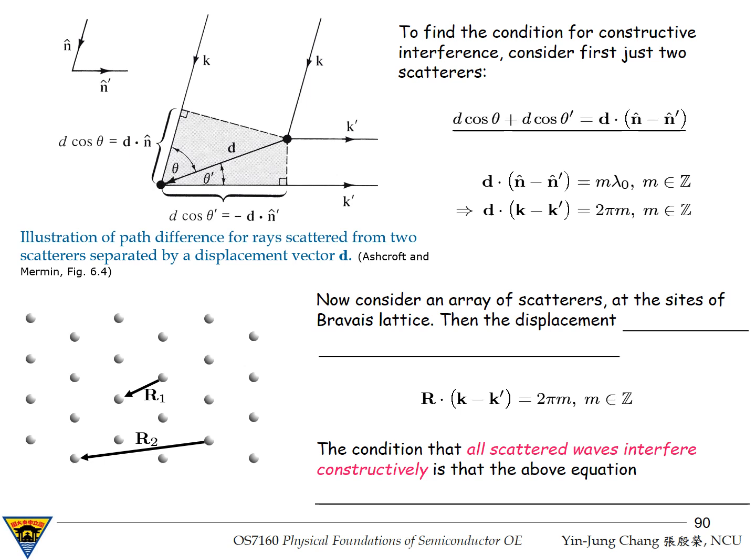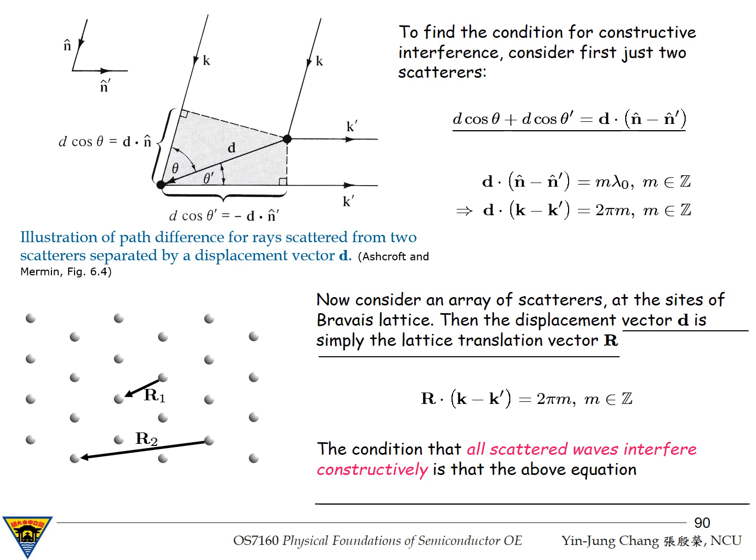So for constructive interference to occur, the path difference must be an integral multiple of one free space wavelength, denoted by m lambda, where m is an integer. Multiplying both sides of this equation by 2 pi divided by lambda naught, we obtain this equation. So it is the phase condition for constructive interference. Now suppose that the scatterers lie on a Bravais lattice. In that case, the displacement vector d becomes a lattice translation vector R.